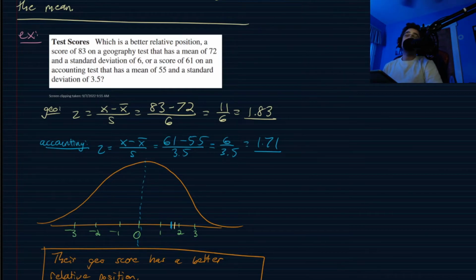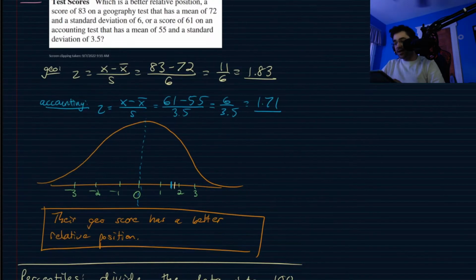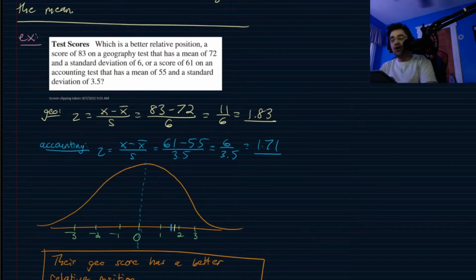And for example, in this question, we were comparing a test score in 2 completely different classes that had 2 completely different grading scales, and we were still able to see which one had a better relative score based on whose z-score was better, right? It seemed in this case that in geography, they had a z-score of 1.83, while in accounting, they had a z-score of 1.71. So they're further to the right of the average in geography, which means a better score than they are in accounting, which is a 1.71 z-score.